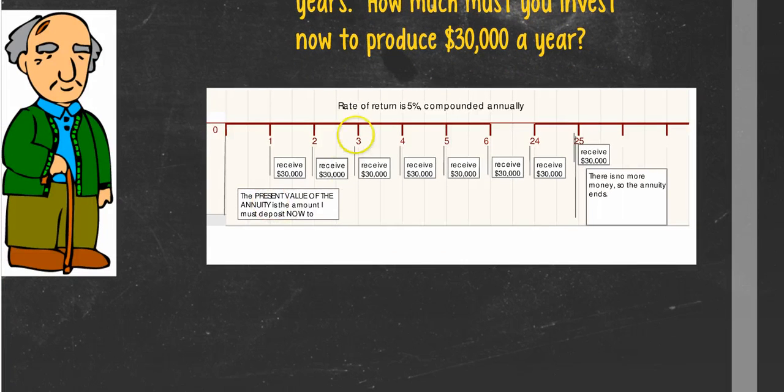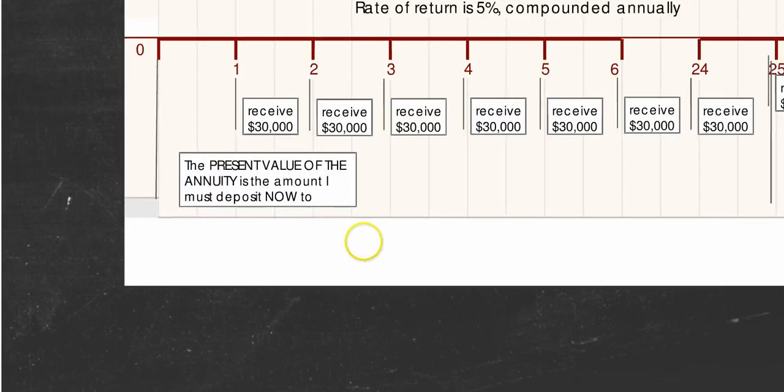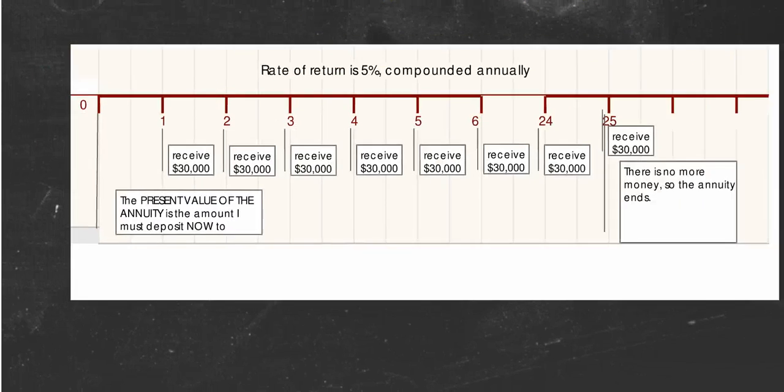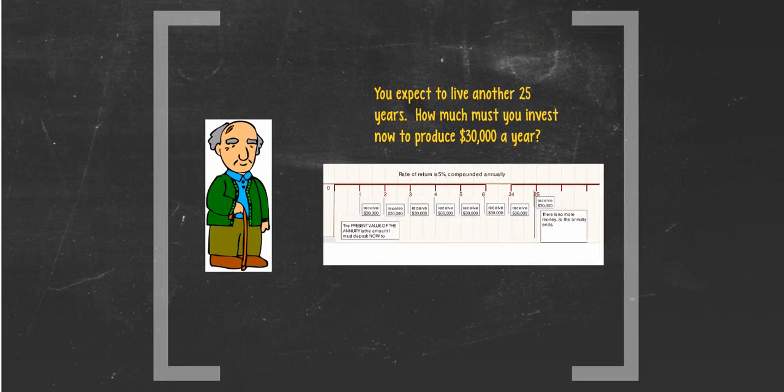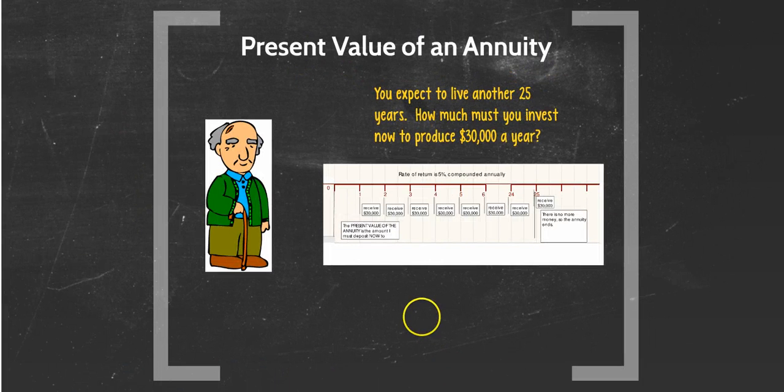So the question is, how much do we need to start with? And that is the present value of the annuity. The present value of the annuity is the amount that has to go into the annuity at the beginning in order to draw $30,000 a year over 25 years and be subjected to this 5% rate of interest, which will cause a little bit of growth every year, but that growth will be more than offset by a $30,000 withdrawal every year. So we're now looking at the present value of an annuity.